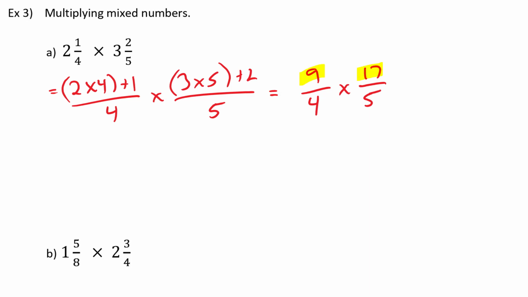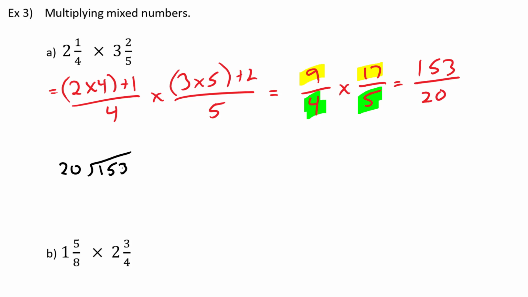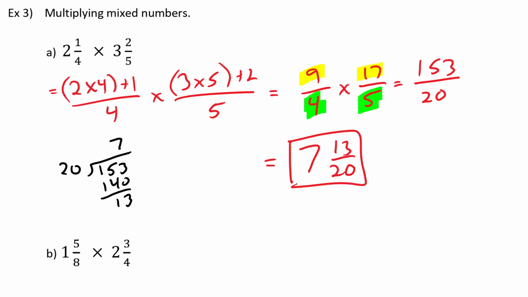Multiply the numerators. Multiply the denominators. 9 times 17, 153. 4 times 5 is 20. You can see this is an improper fraction. Let's see how many times 20 goes into 153. 7 times is 140. Here we have 13 remaining. 7, 13 over 20. Can we simplify this down anymore? We cannot. Final answer.